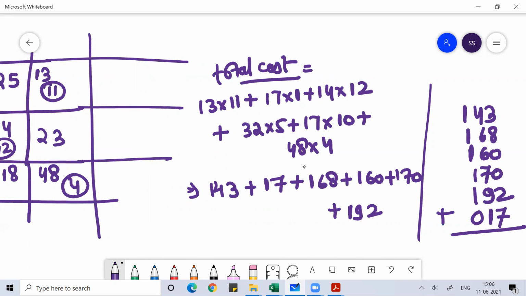So if you add them, 11, 13, 22 carry, 10, 12, 18, 25, 26, 35, 3 carry, 3, 4, 5, 6, 7, 8, 850.